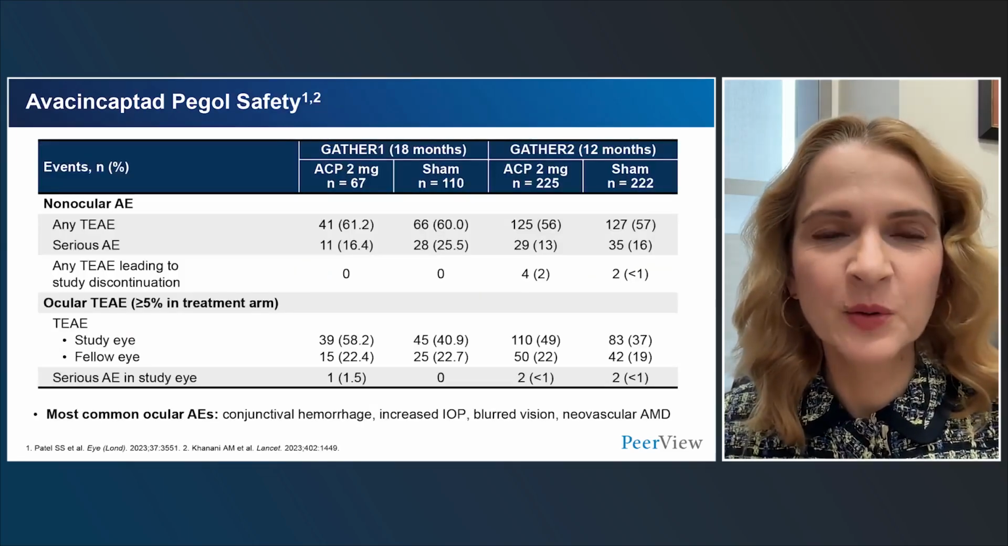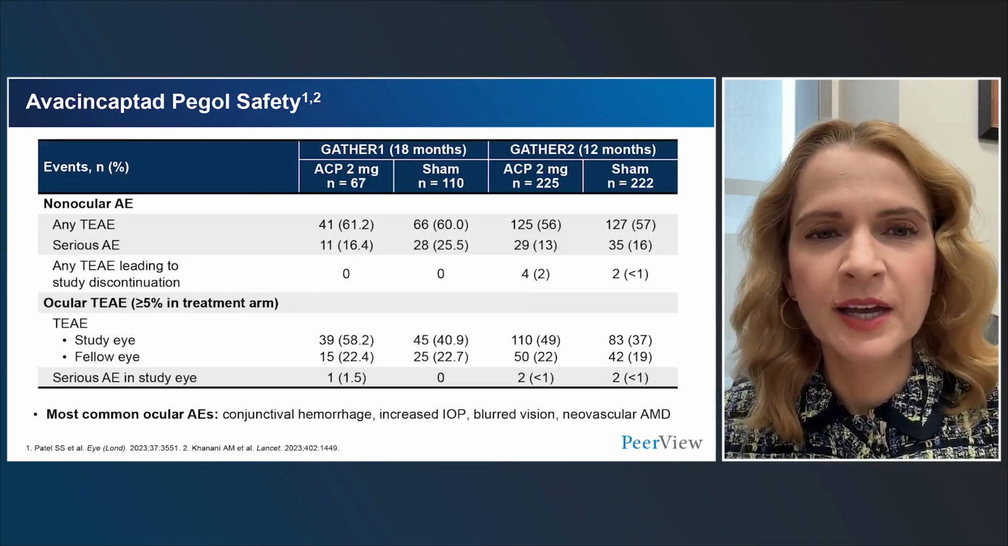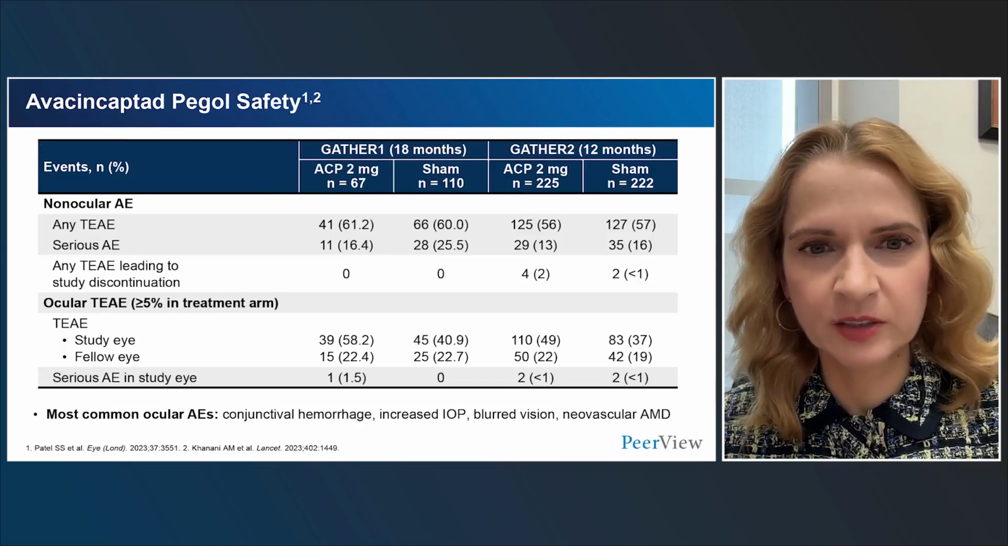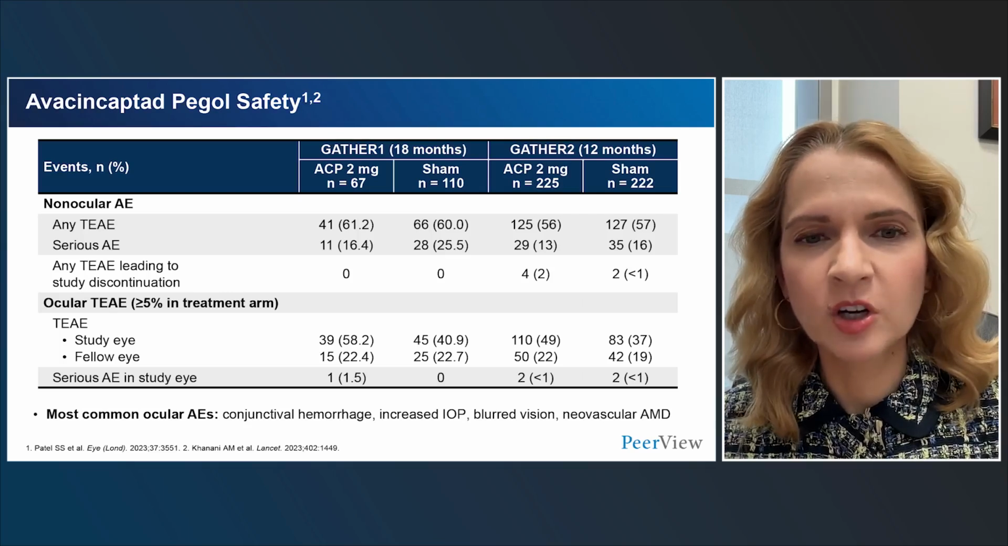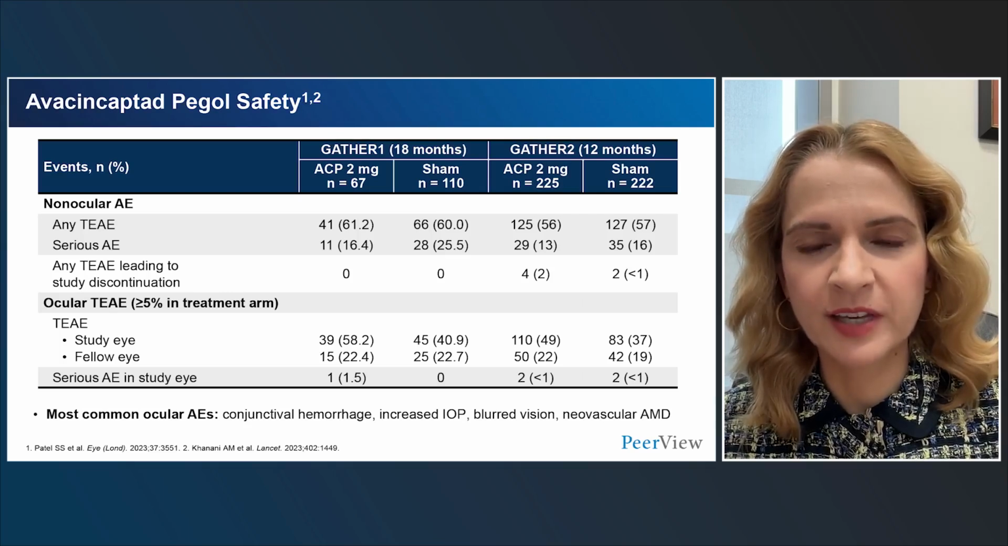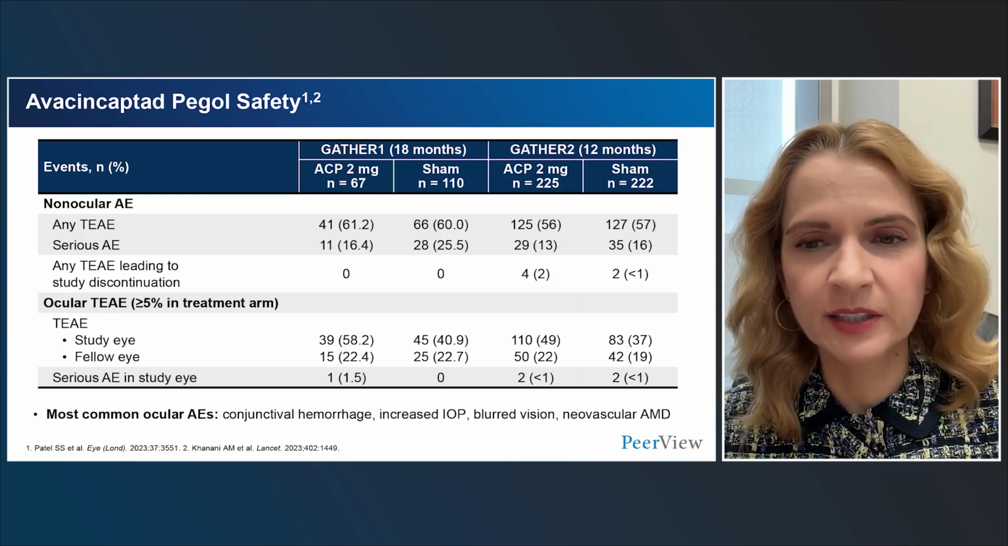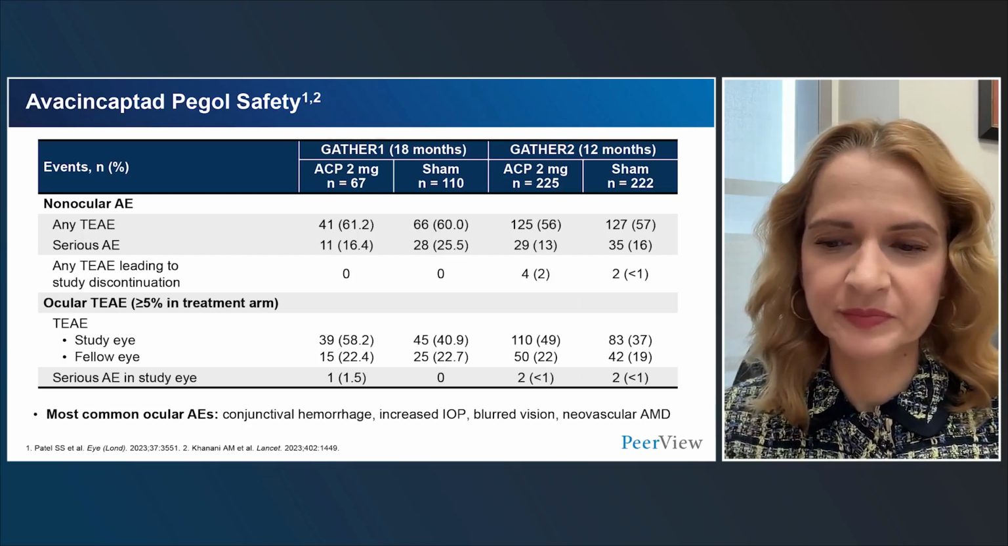The safety was excellent for this drug, and the non-ocular adverse events as well as the ocular adverse events are listed here. The most common ocular AEs were conjunctival hemorrhage, increased intraocular pressure, blurred vision, and neovascular age-related macular degeneration.